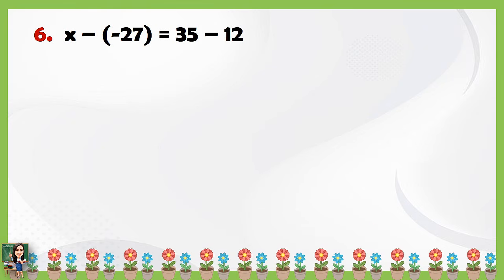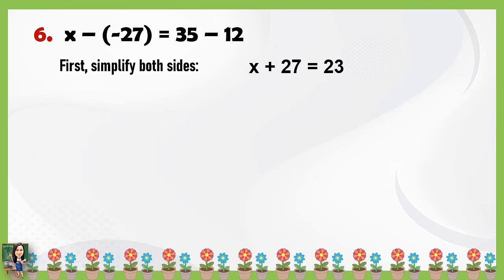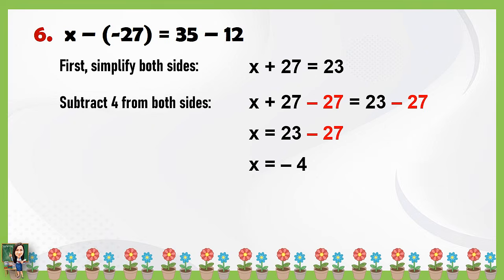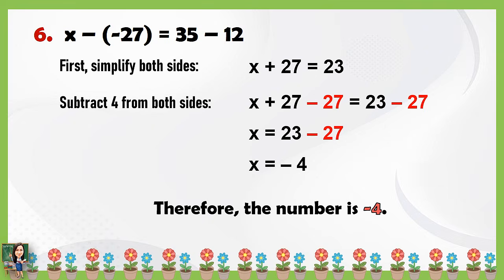Number 6. X minus open and close parenthesis negative 27 equals 35 minus 12. First, simplify both sides. And that is x plus 27 equals 23 because 35 minus 12 equals 23. Subtract 27 from both sides. That is x plus 27 minus 27 equals 23 minus 27. Then, positive 27 minus 27 equals 0. The remaining is x. Then, positive 23 minus 27 equals negative 4. The answer is x equals negative 4. Therefore, the number is negative 4.